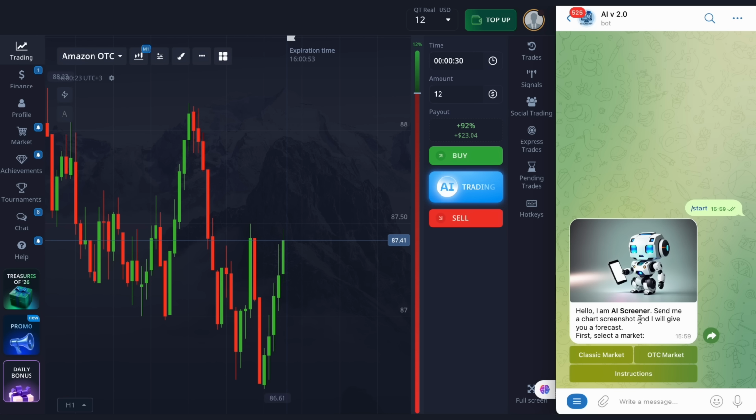All right. It says, hello, I am AI screener. Send me a chart screenshot and I will give you a forecast. That's basically what it does. Looking at the instructions, as we can see, ladies and gentlemen, we choose between OTC and classic market. We attach a chart screenshot and it takes a few seconds while it analyzes the chart and tells us what the forecast is going to be. As simple as that. We're going to be hitting the market with our OTC markets today.